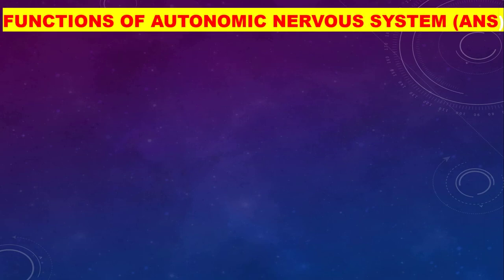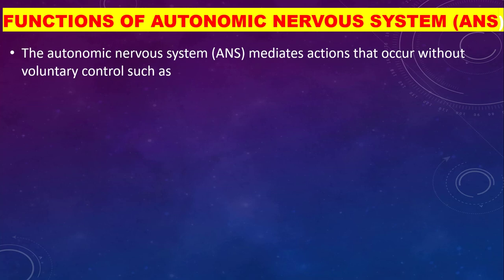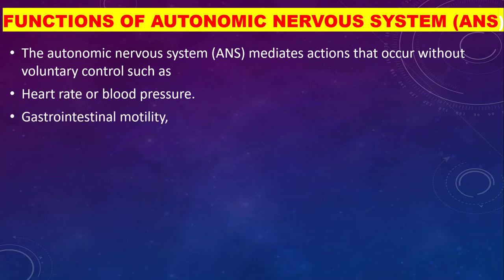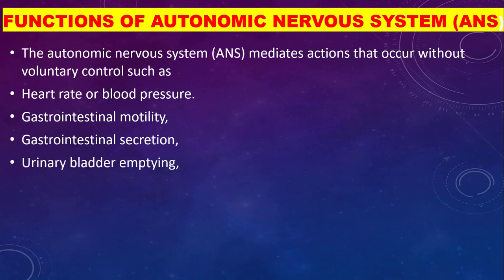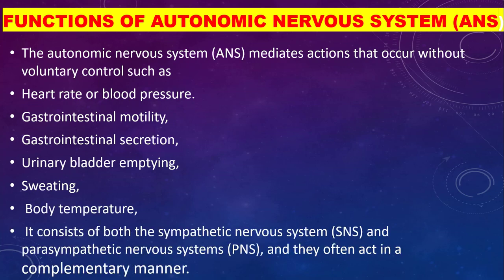The autonomic nervous system mediates actions that occur without voluntary control, such as heart rate or blood pressure, gastrointestinal motility, gastrointestinal secretions, urinary bladder emptying, sweating, and body temperature. It consists of both the sympathetic nervous system and parasympathetic nervous system, and they often act in a complementary manner.